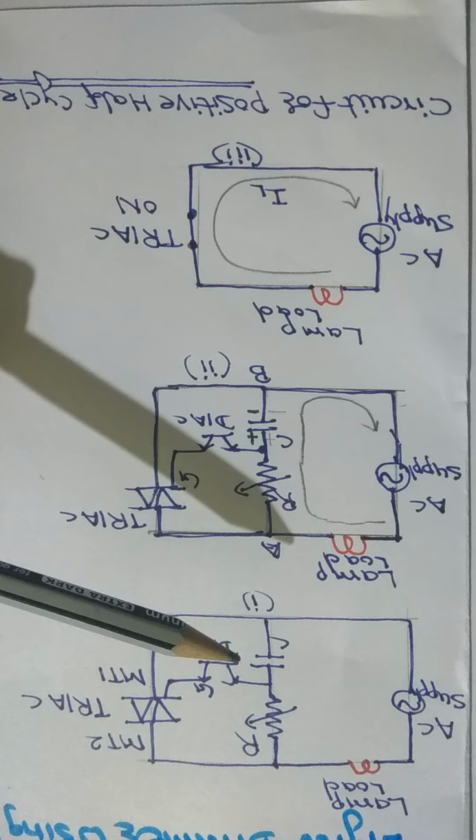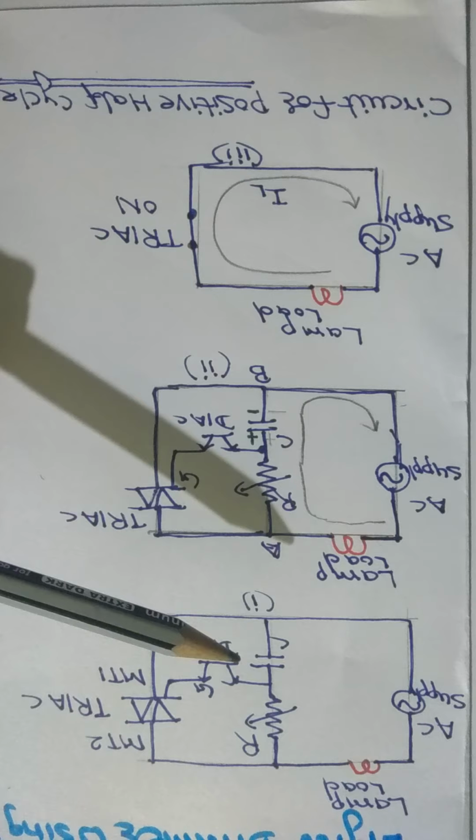It consists of the lamp load, a variable resistor R, capacitor C, diac and triac. This diac and triac are power electronic devices which operate for both the positive voltage and the negative voltage. These are bidirectional devices.